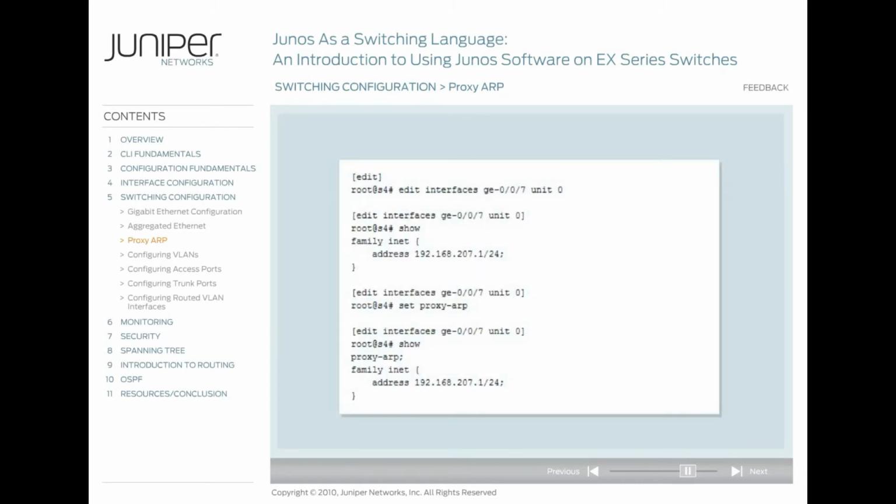This behavior is called Proxy ARP. Unlike iOS, the Junos default behavior is to not send Proxy ARP responses. To enable unrestricted Proxy ARP in Junos, you configure the proxy-arp statement under a logical unit of a physical interface.